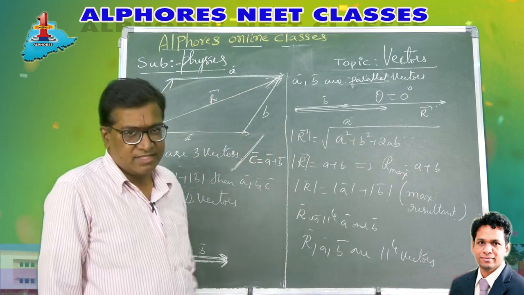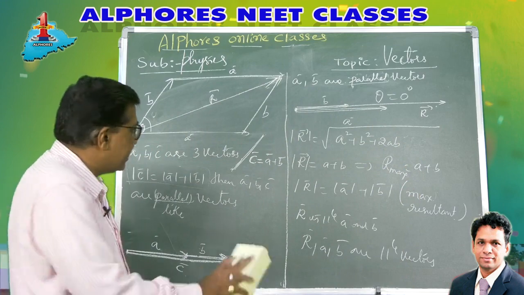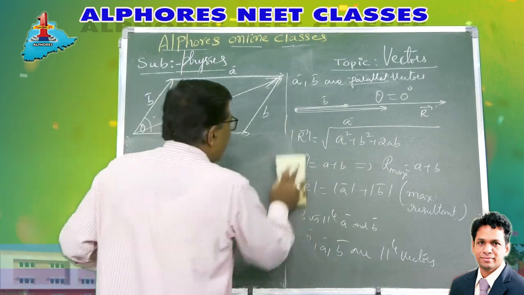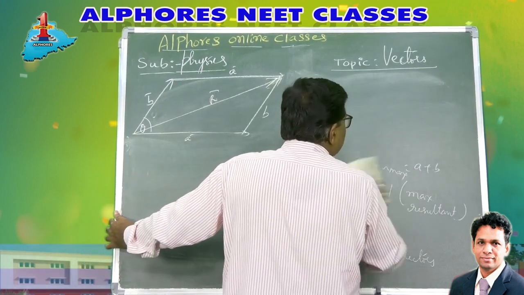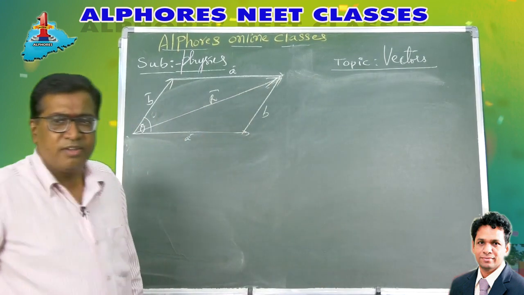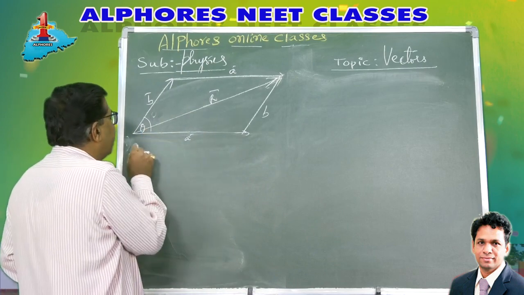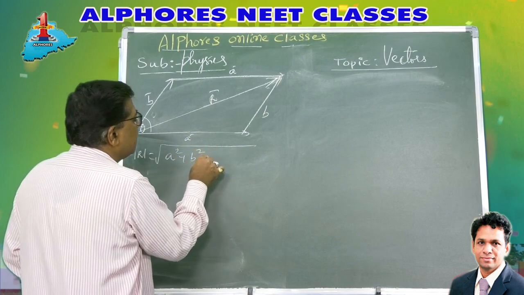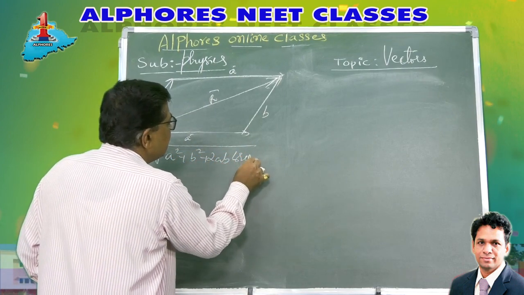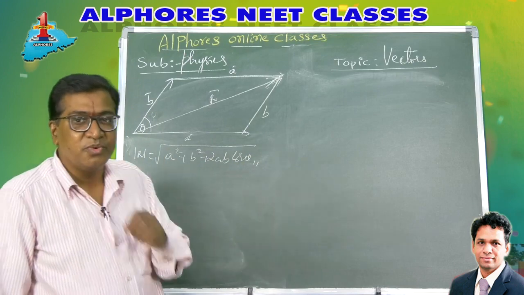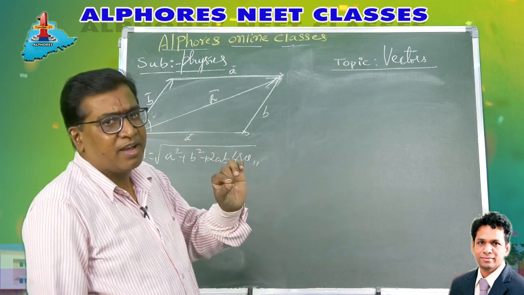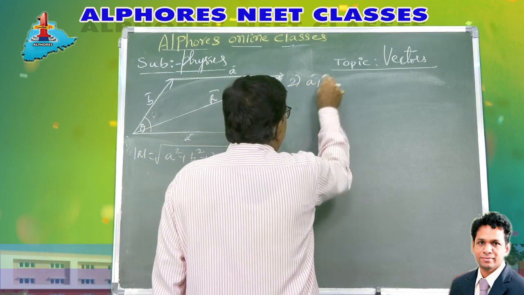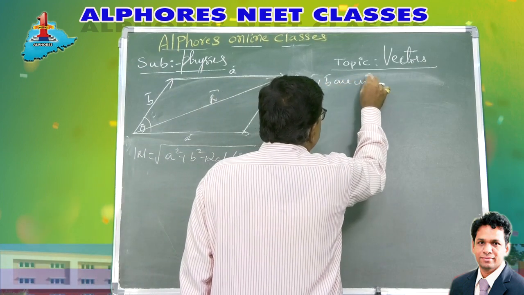Very beautiful case. Now the second case. Again I am considering two vectors A bar and B bar according to the parallelogram law of vectors. Now we know if A bar and B bar are two vectors making angle theta, then mod R is under root of A square plus B square plus 2AB cos theta. This is the magnitude. Now case 2. What if A bar and B bar are in opposite direction? Case 2, second one, A bar, B bar are in opposite direction.